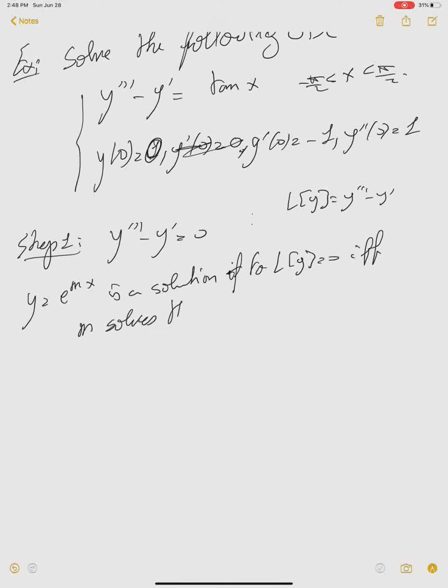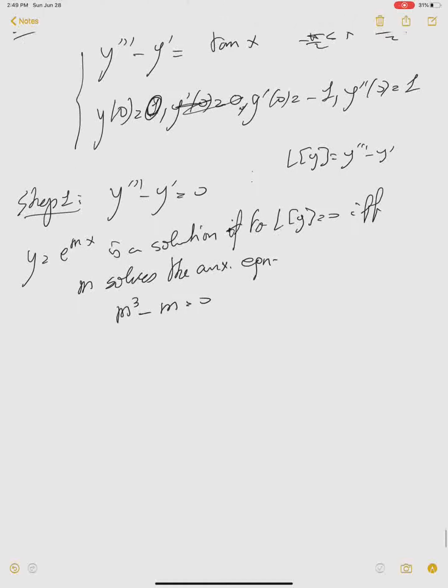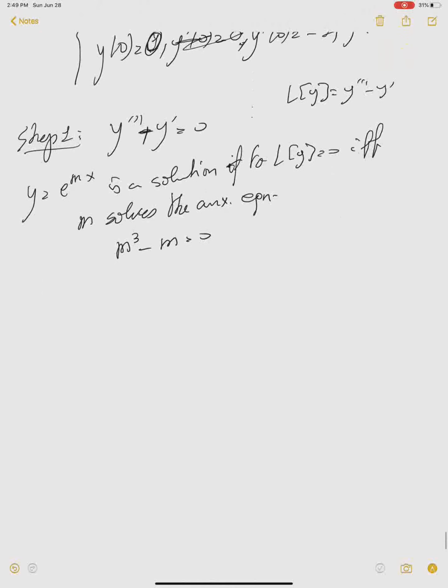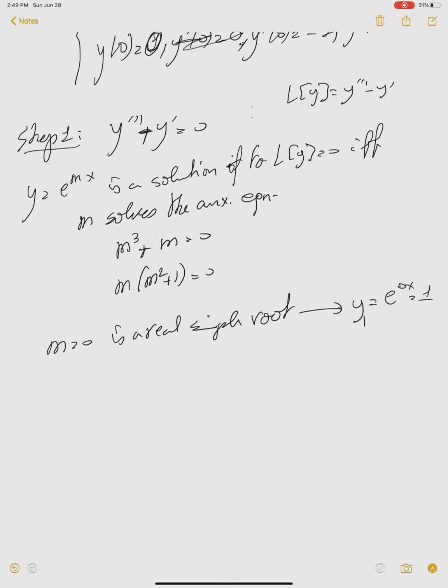solves the auxiliary equation m cubed minus m equal to 0. Well, sorry, I want to solve this equation with a plus, otherwise it's a different exercise. Sorry, let's make it more interesting. So this is m times (m squared plus 1) equal to 0. So m equal to 0 is a real simple root. So it gives me the solution y1 equal e to the 0 x, which is 1.